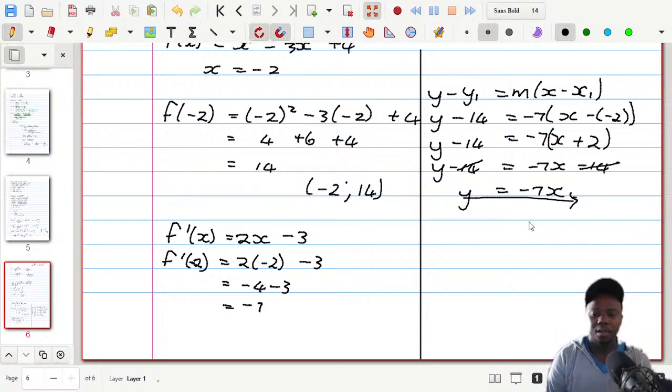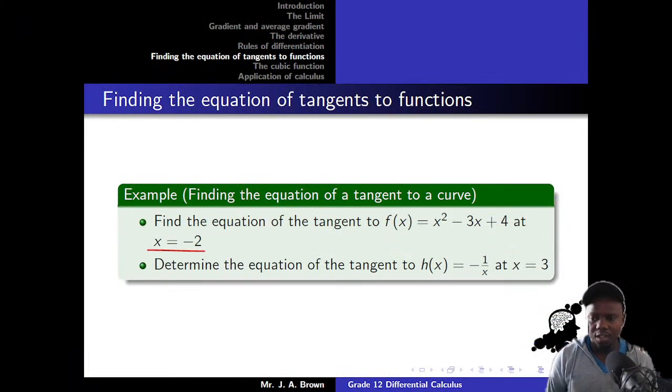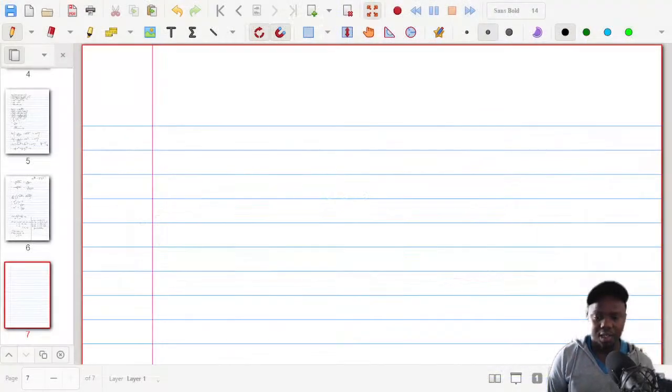Now, let's move on to the next question. For the next question, we're supposed to find the equation of the tangent to h of x equals -1 over x at x equals 3. Now, once again, we are given a curve, a hyperbola to be specific, and we need to find the equation at x equals 3. So let's go to our writing pad first and copy down our question.